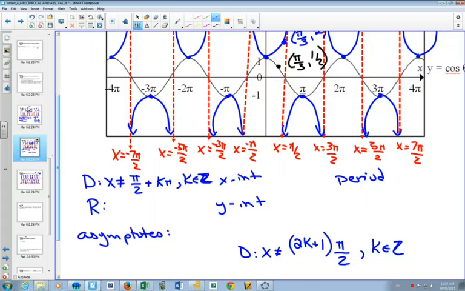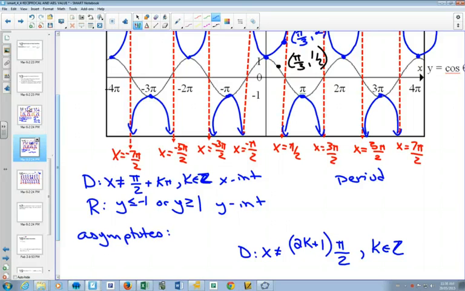So if you were asked to write down all of the asymptotes for one of these graphs, or write down the domain for secant or cosecant, you could write it this way for secant, pi over 2 plus k pi, or you could write it like this, (2k plus 1) times pi over 2. If you actually multiply this out, you'll notice they are exactly the same. But just two different ways of thinking about it, and whatever makes the most sense for you for writing it. The range is exactly the same. Y is less than or equal to negative 1, or y is bigger than or equal to 1.